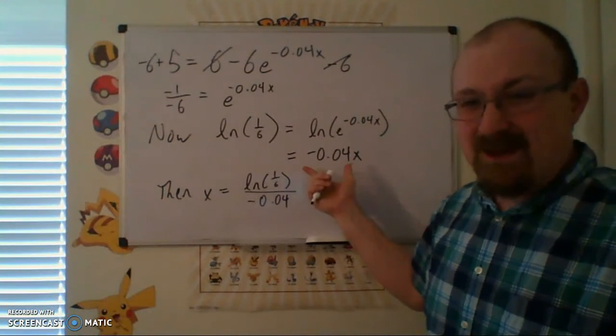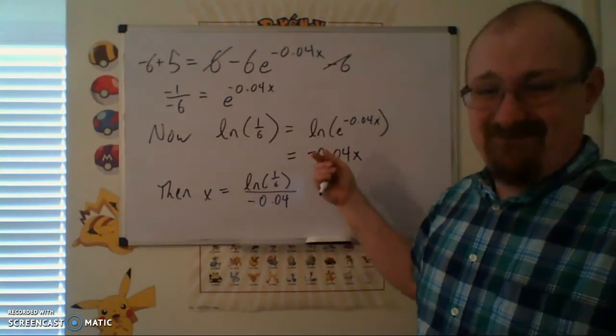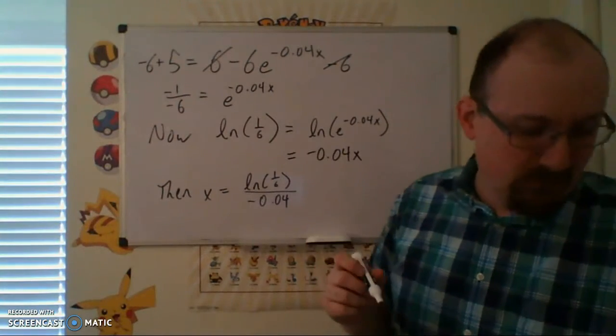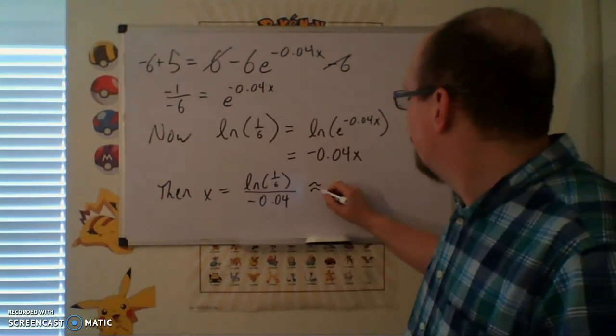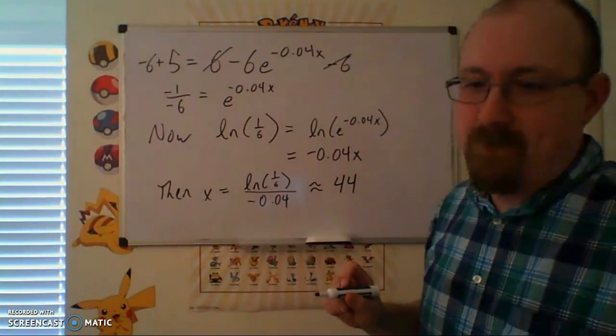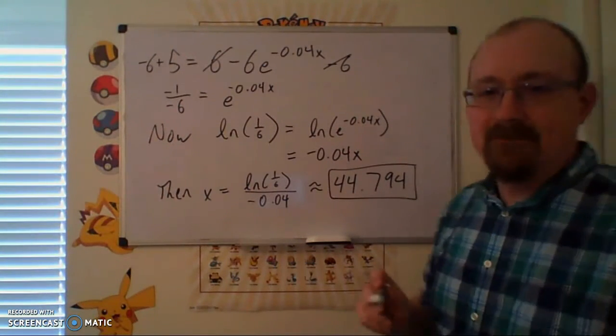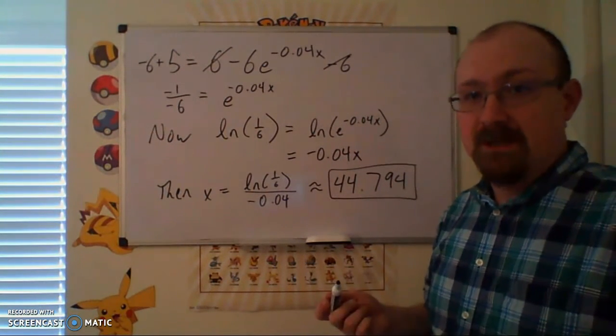If you'd worked out the natural log of 1/6 already, that's okay. It shouldn't throw things off so long as you don't cut off your rounding too early or anything like that. So I got 44.794, accurate to 3 places. So done.